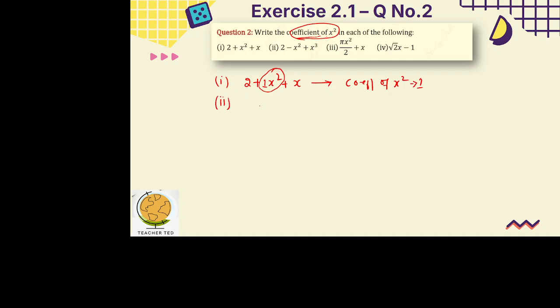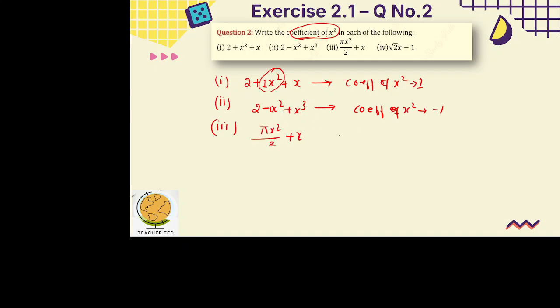Second problem, 2 minus x square plus x cube. Here also there is no number, so you have to say 1, but it is in the negative term. We can say the coefficient of x square is minus 1.